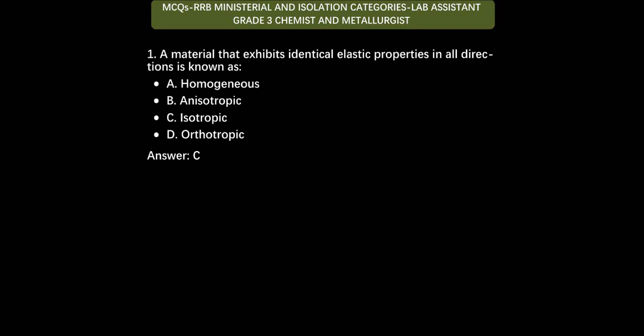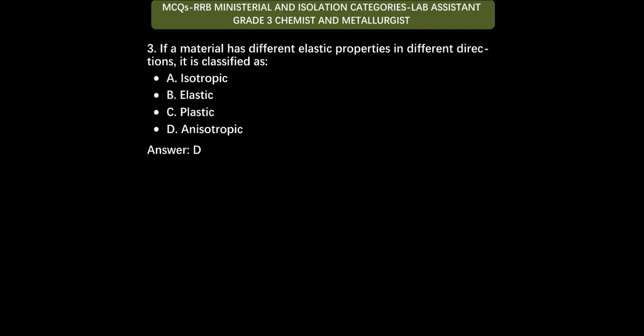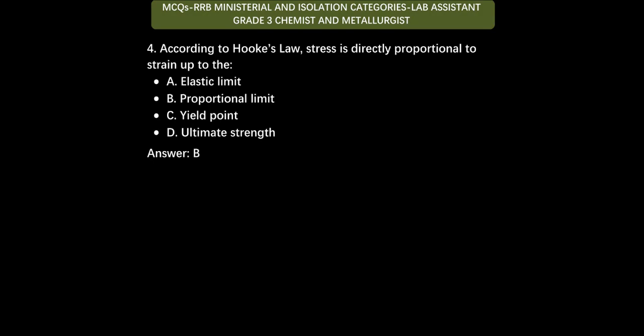A material that exhibits identical elastic property in all directions is known as option C, isotropic. What defines a homogeneous material? Option C, composition is uniform throughout the volume. If a material has different elastic property in different directions, it is called option D, anisotropic.